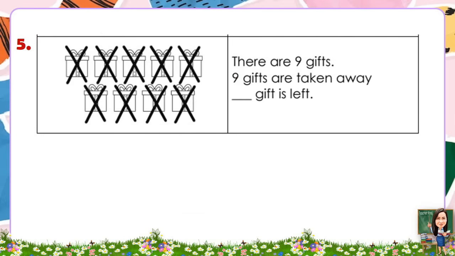And for number 5, look at the illustration. There are 9 gifts. 9 gifts are taken away. How many gifts are left? Correct. The answer is 0. 0 gift is left, or no gifts left.